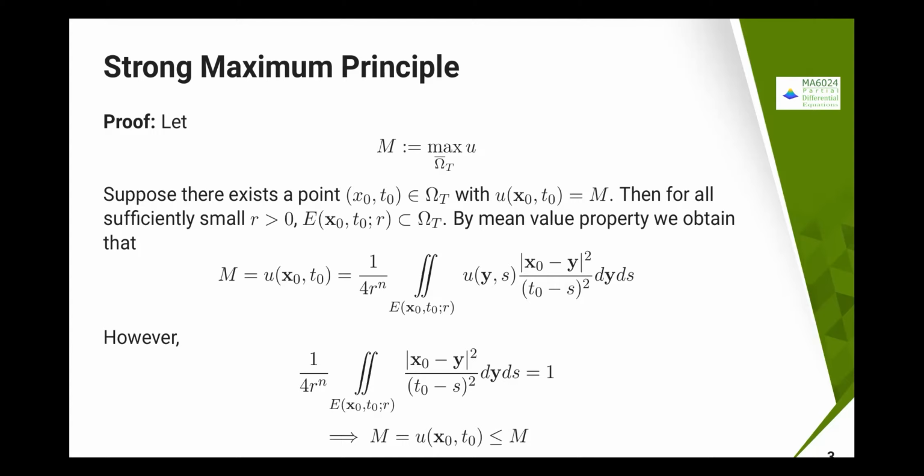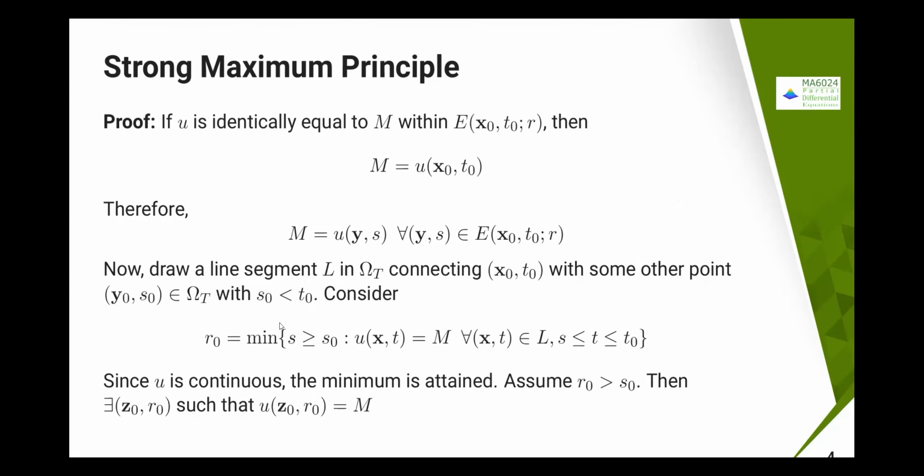We have that u of x naught comma t naught is nothing but the maximum over omega t. Therefore, this quantity is going to be bigger than whatever I have here. Suppose I pick some arbitrary point over here. Then this is going to be less than or equal to u of y comma s, and that is less than or equal to M, because I take some arbitrary point. That's what you got: M less than or equal to M. Strictly less than is not possible.